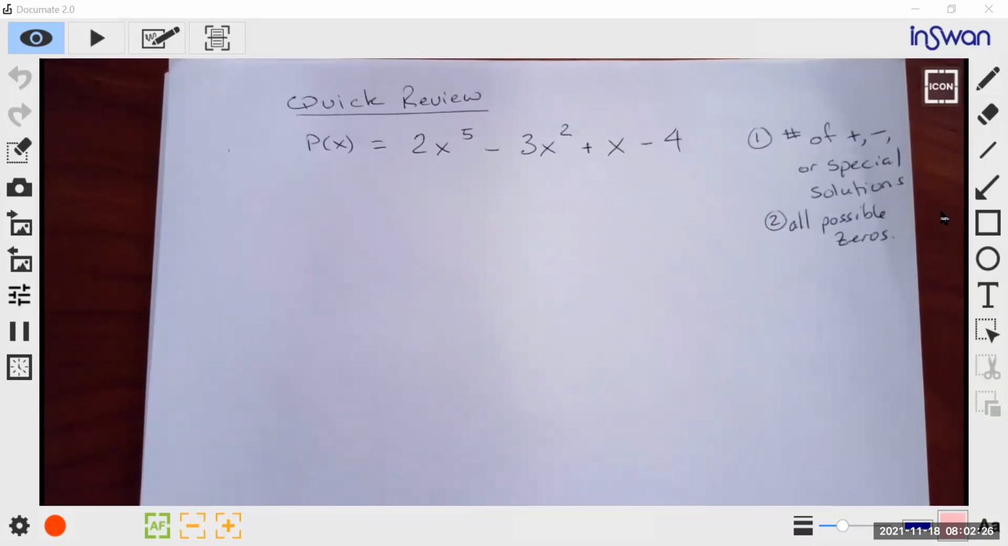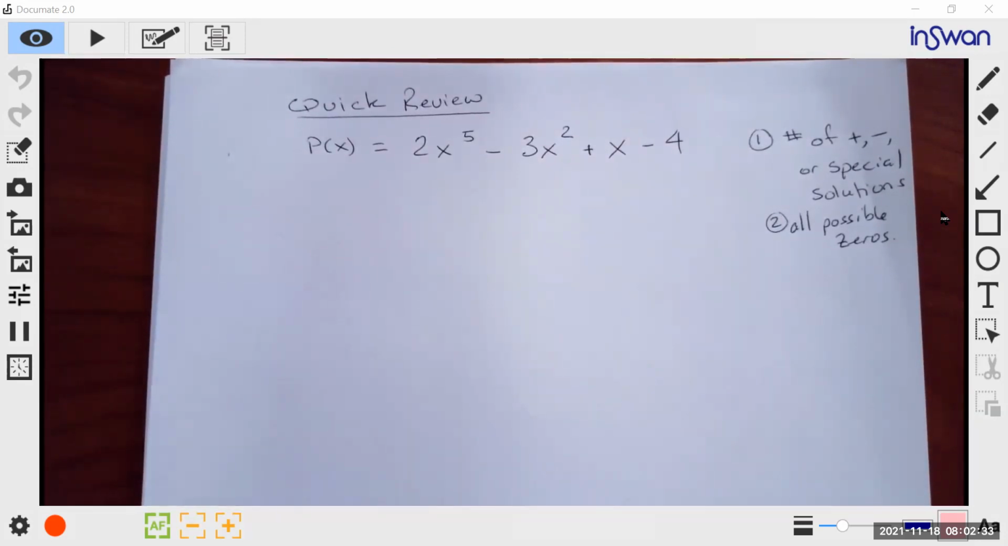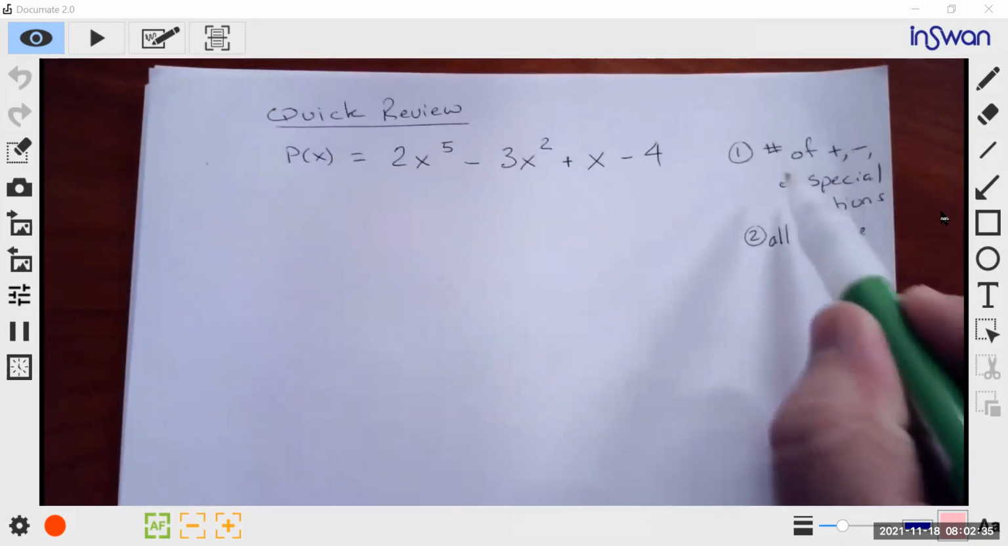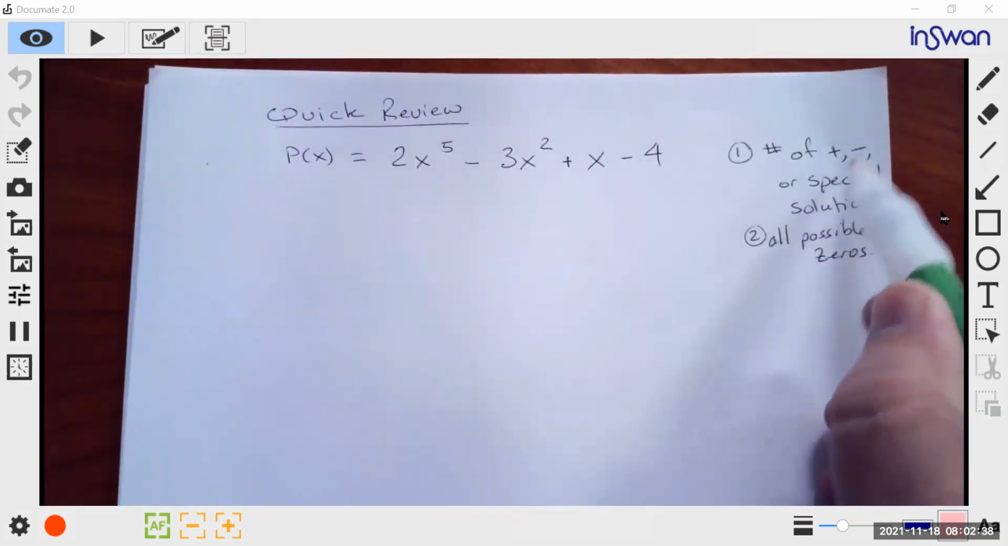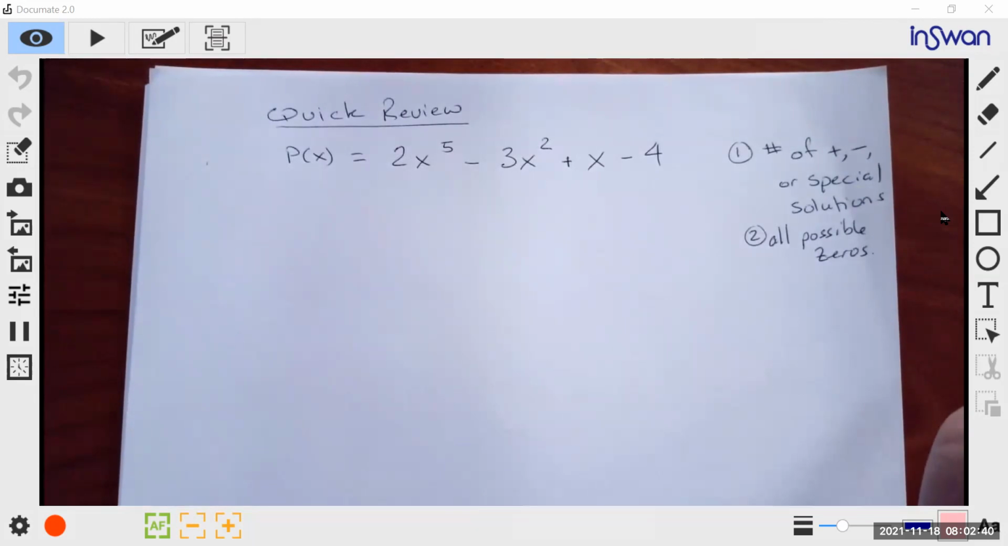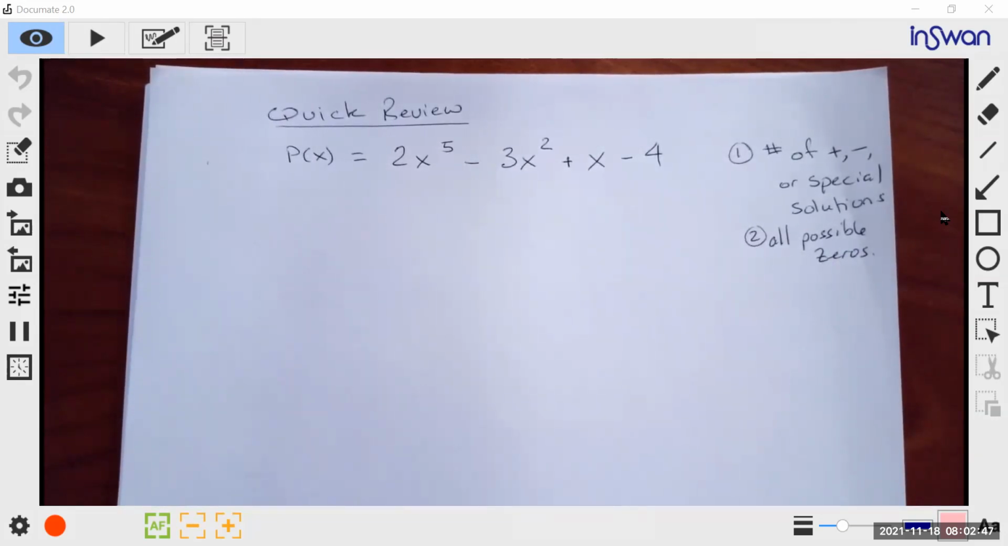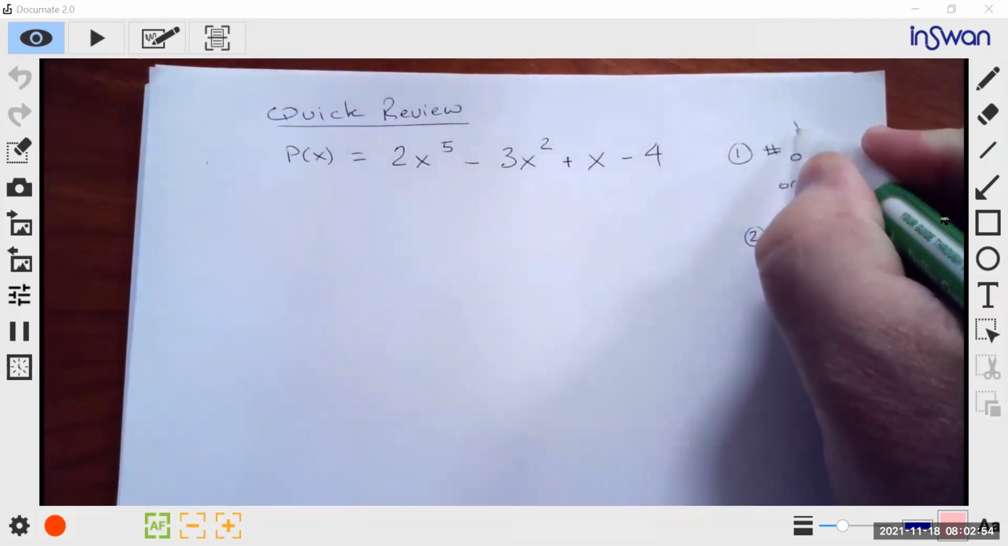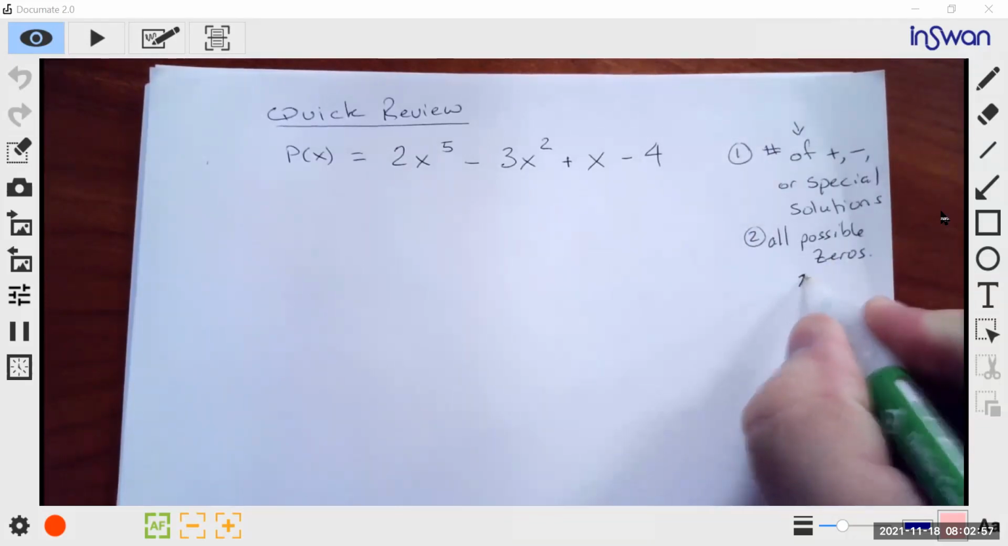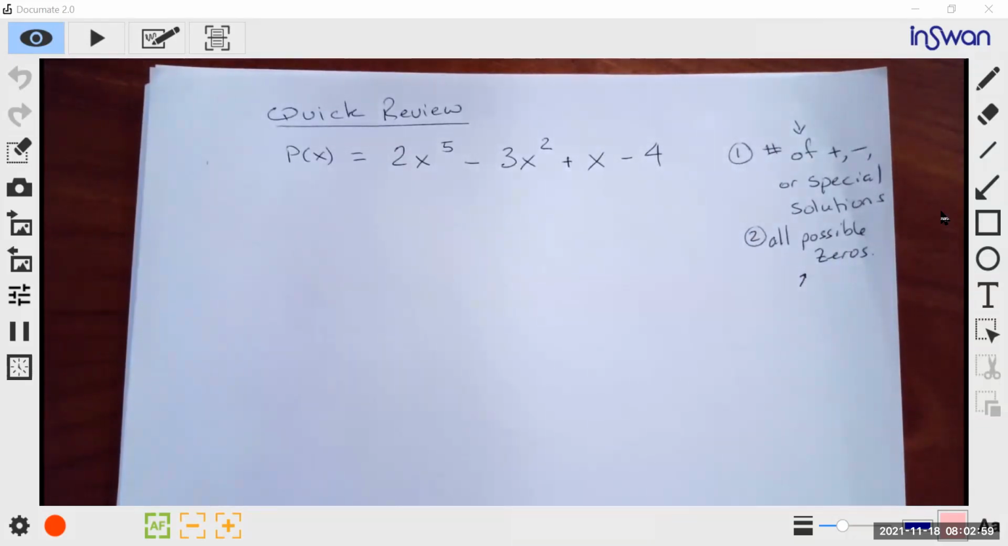Today, we're going to finish up the chapter. But first, I want to review what we did last time. So here we have the quick review. What I want you to do here is find the number of positives, negatives, special solutions, not the actual ones, just the number of them, and then find me all possible zeros. And if you think about it, both of these were covered under special terms.